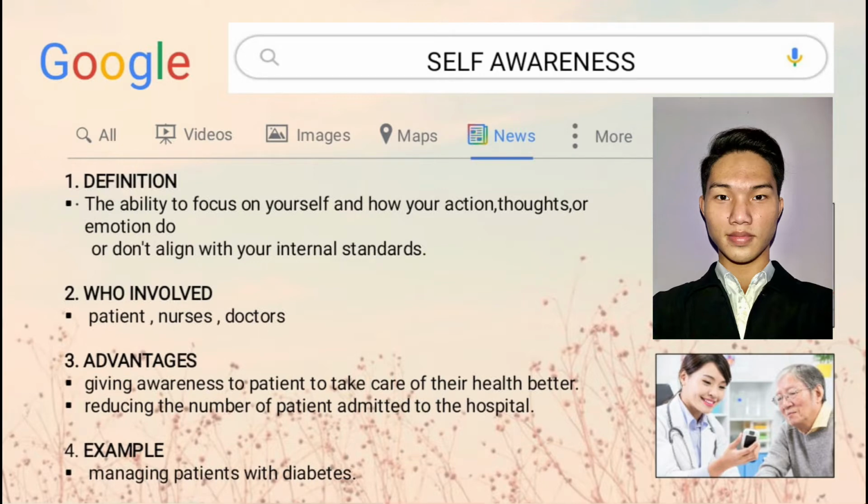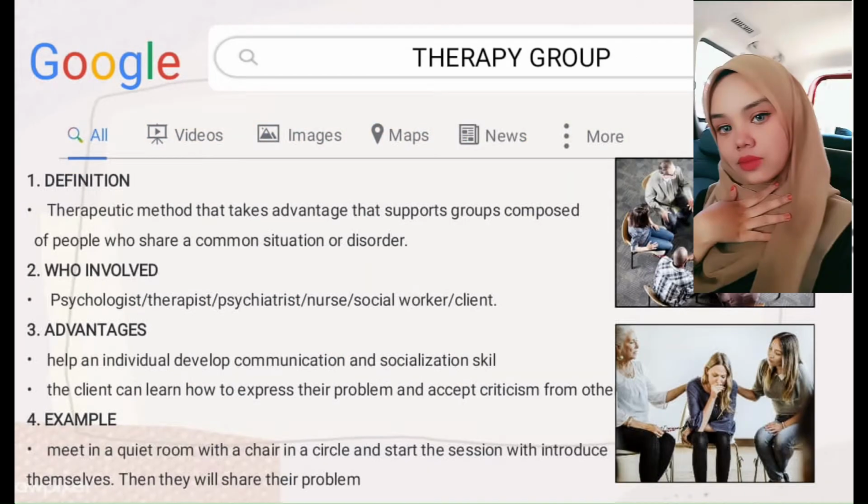An example is managing patients with diabetes, where the nurses must give information or awareness to the patient who actually has diabetes. Group therapy is a therapeutic method that takes advantage of a support group composed of people who share a common situation or disorder. The group meets regularly and discusses their personal experiences in dealing with their disorder and shares ideas and insight on how to get better.